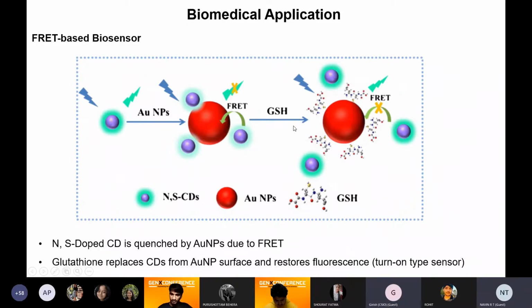And when glutathione, which is a marker for several diseases, is present, it is basically an antioxidant agent which is present in normal cells, and its levels usually go up in cancerous cells. This glutathione has a free sulfhydryl group. So when it comes in contact with the gold nanoparticle, it immediately replaces the carbon dots from the gold nanoparticle surface. Because of this replacement, the carbon dots now become fluorescent. So what we get in this case is a turn on type biosensor.